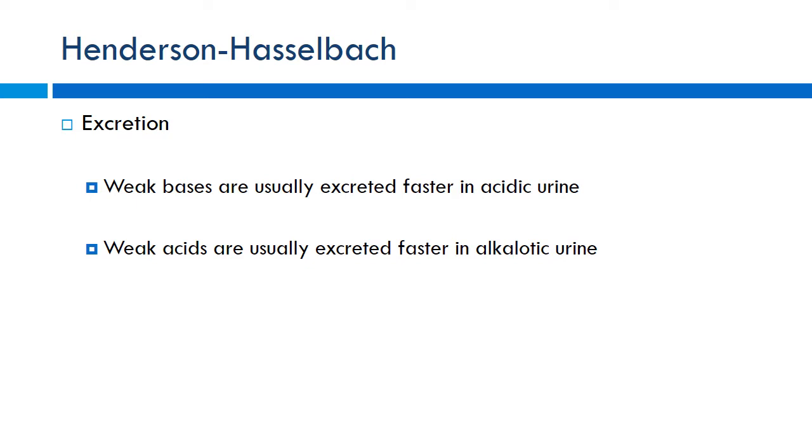So the weak bases will get filtered out of the glomerulus, they'll be going through the nephron, and then if they're in a more acidic medium, that means they're going to be charged or uncharged. Yeah, they're going to be much more in a charged state, right? Because more of those protons are around to combine with the base. That means it's going to be more charged. It's going to have a hard time being reabsorbed through those membranes, and thus it can be excreted more quickly, right? On the flip side of that, weak acids are usually going to be excreted faster in more alkalotic urine.